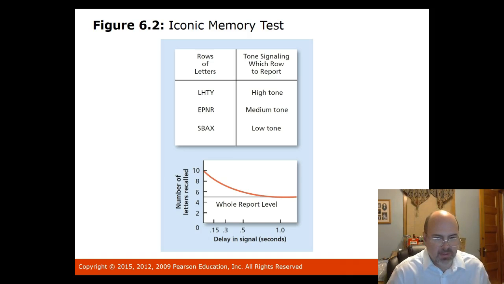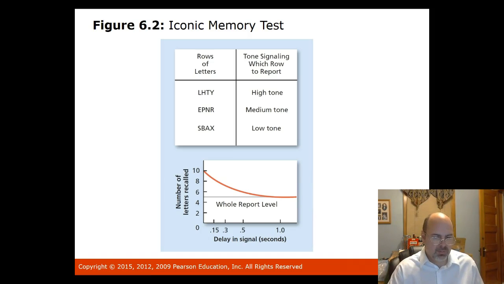Next is an iconic memory test. George Sperling in 1960 came up with this. And what he learned is that subjects could only remember four or five of the letters, no matter how many times they were presented. However, when he paired it with a tone, like these letters with a high tone, these letters with a medium tone, and these letters with a low tone, he found there were a lot more letters recalled. However, if there was a delay in the signal, the whole amount of recall dropped significantly.